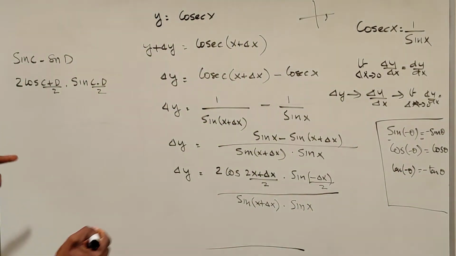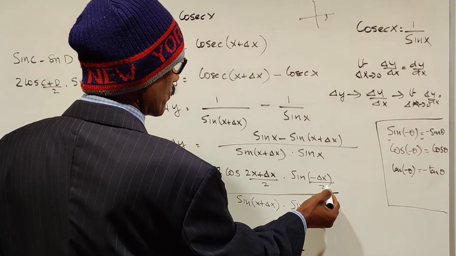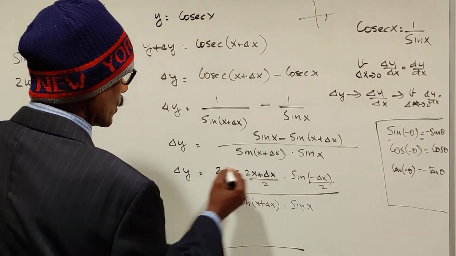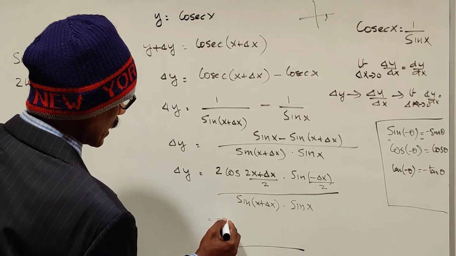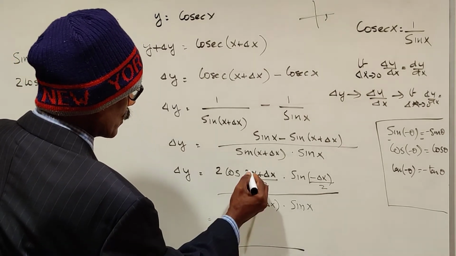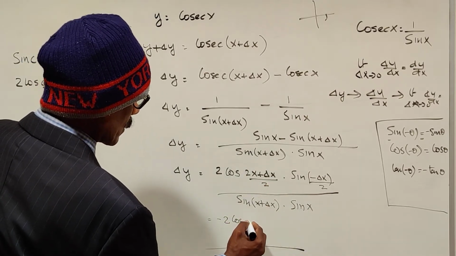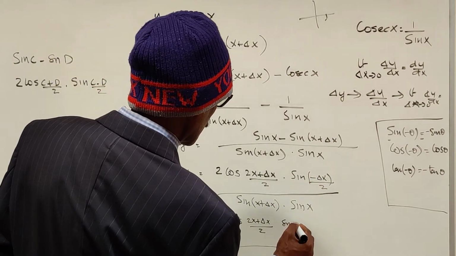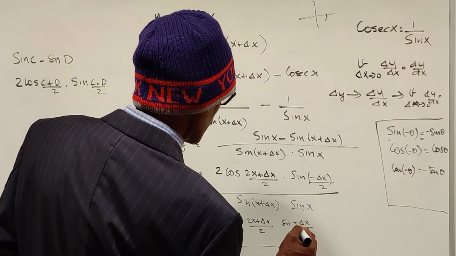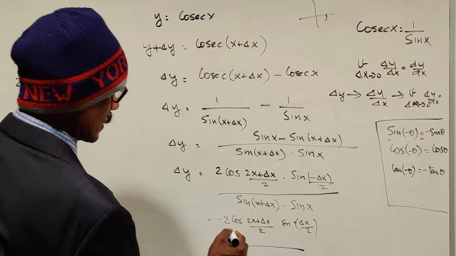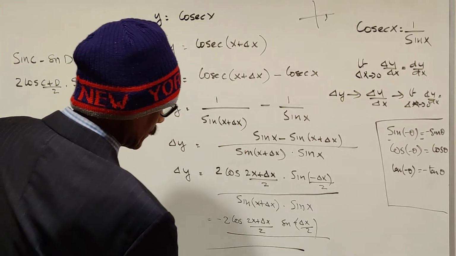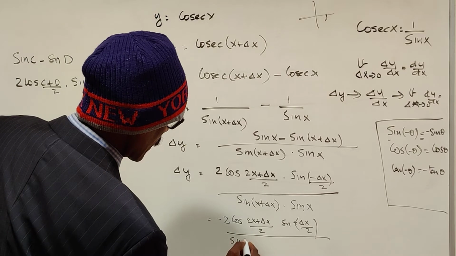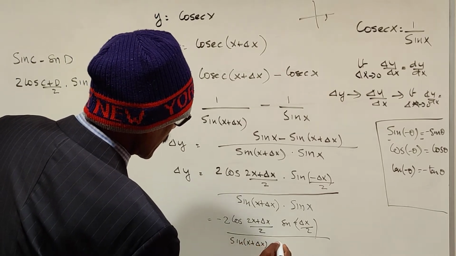So here sin of minus delta x by 2, the negative comes outside. I put minus 2 cos of 2x plus delta x by 2, then sin of delta x by 2 with the minus outside, divided by sin of x plus delta x times sin x.